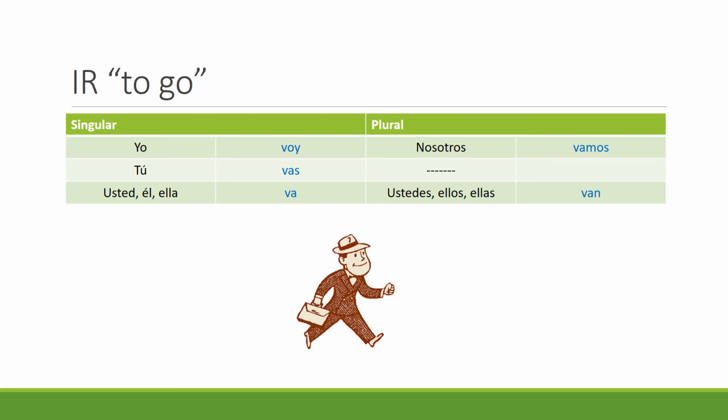This is one that you're going to use a lot in Spanish. It is very irregular, but we're going to need it a lot. So please memorize this one. Voy, vas, va, vamos, van. That is how you say to go in Spanish. And the infinitive is ir, which looks nothing like its forms in the present tense.